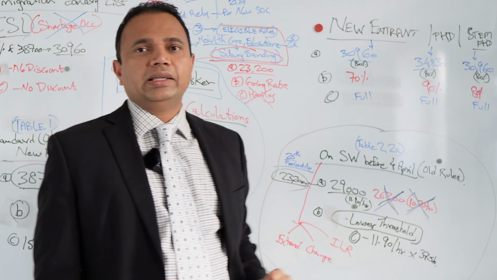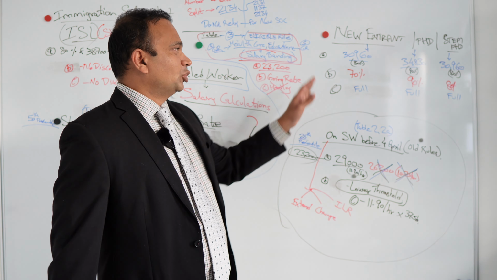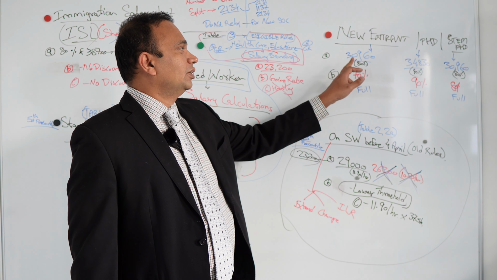New entrant is someone who is under the age of 26. I have other videos defining and giving more details about who qualifies for new entrant. Just briefly, under 26, switching from graduate route, you can get up to 2 years of skilled worker new entrant visa, or switching from student visa, you can get up to 4 years of new entrant skilled worker visa. So that is a summary. That's how you qualify for it.